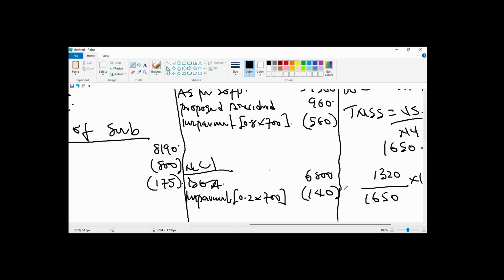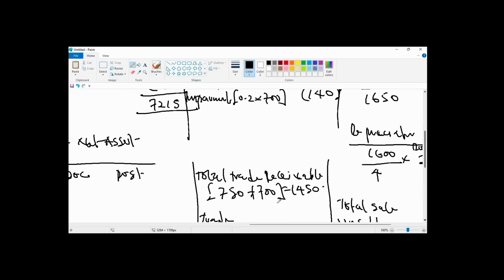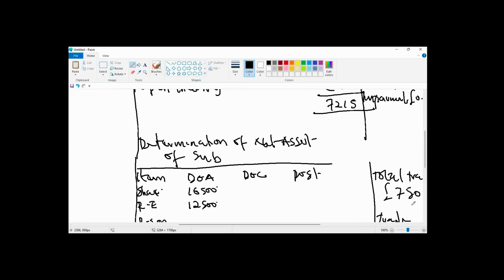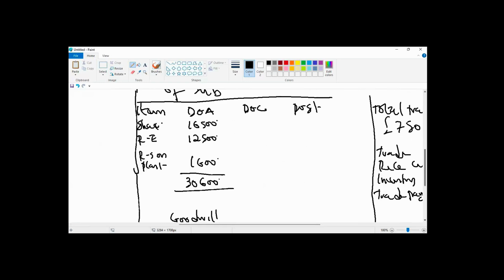Next. No more. I can now. 8190 minus 800 minus 175, 7215. 7215. Confirm the figure. He used to give wrong figure. So it's confirmed. Good.